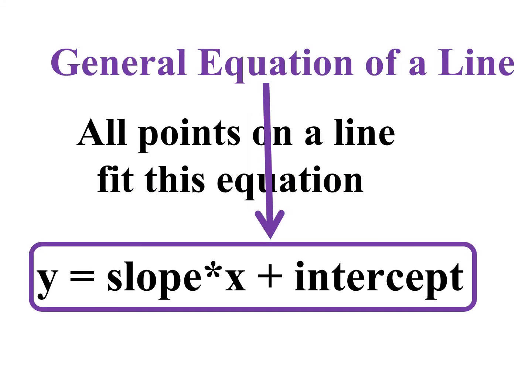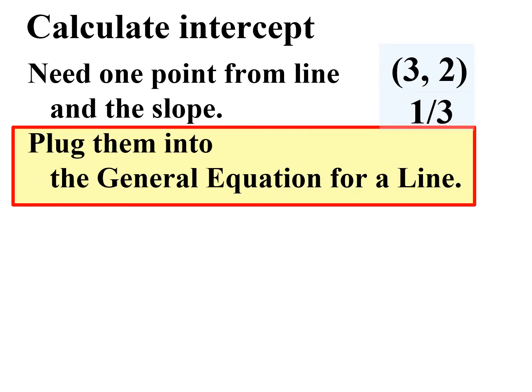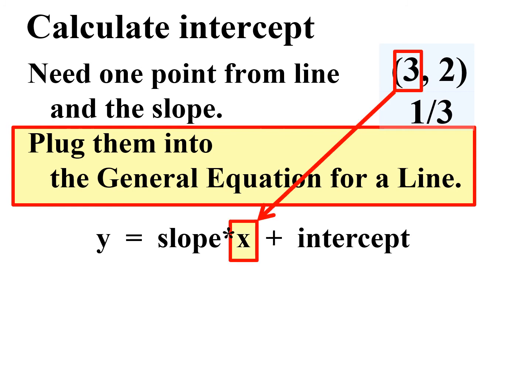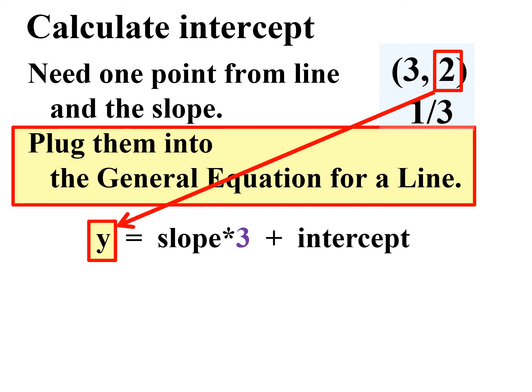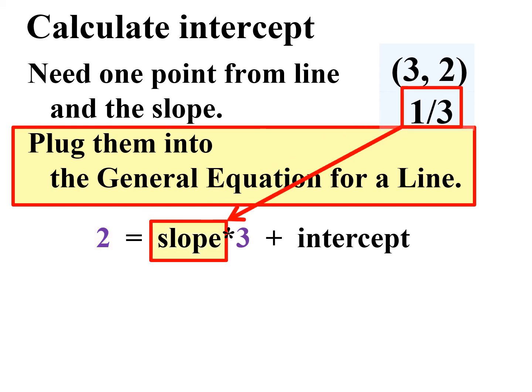Here's the general equation of a line, which we saw earlier today. Y is equal to slope times x plus the intercept. So here we'll put the general equation. We know our x is equal to 3, and we'll plug in that number, just like this. The y of our point is equal to 2, so we can plug that in for y, just like this. And we know our slope is 1/3, so we can substitute that value here, just like this.